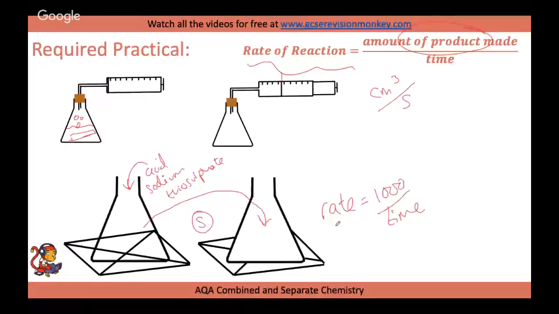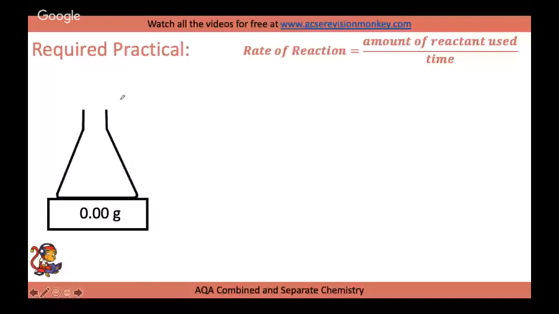A third practical that you could do to measure rate of reaction is you could have an open system here. This has no lid, so it's not a closed system, it's an open one. You could put your reactants inside. So again, it could be metal and acid, for example, which would produce a gas.